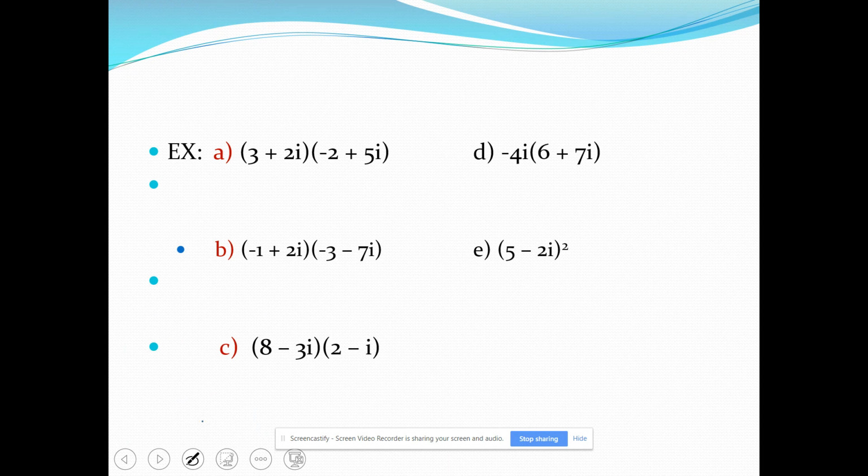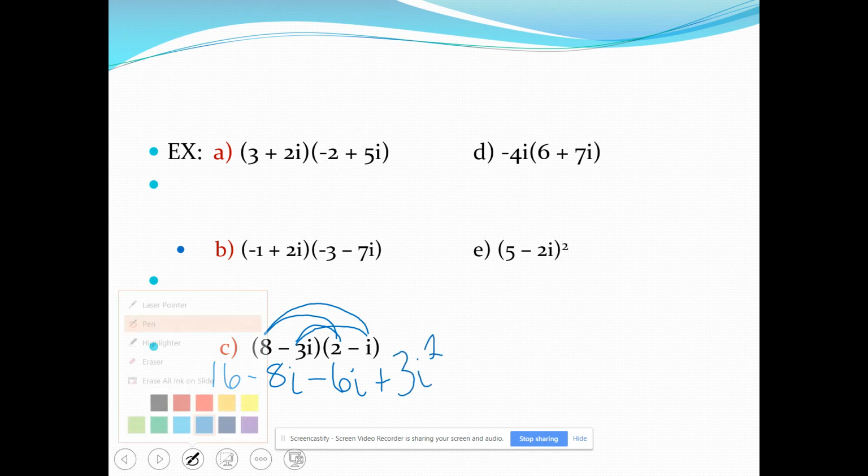Example C. 8 times 2 is 16. 8 times -i is -8i. -3i times 2 is -6i. And -3i times -i. So we have -3 times -1 is positive 3. i times i is i squared.